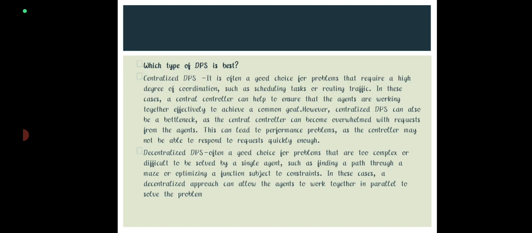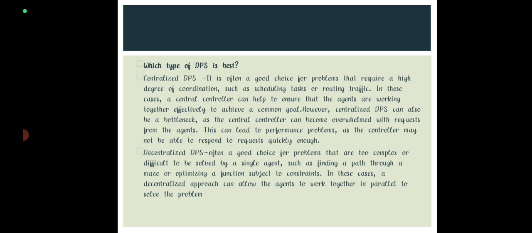However, centralized DPS can also be a bottleneck, as the central controller can become overwhelmed with requests from the agents. This can lead to performance problems as the controller may not be able to respond to requests quickly enough.